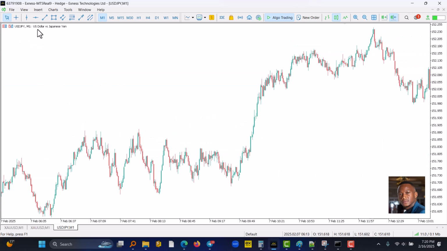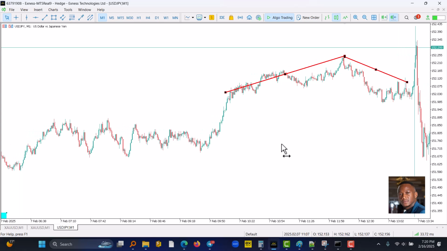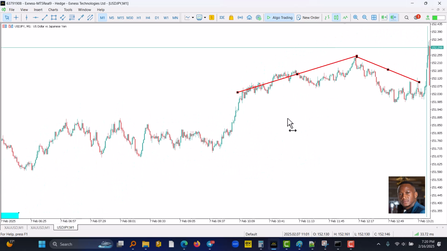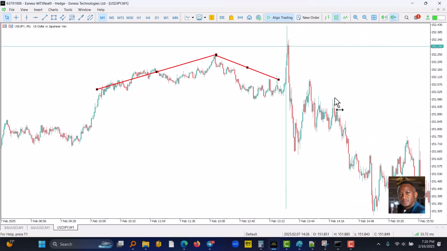Okay, so now we see an arc formation trying to happen right here. Market went up, then it went down like that. Okay, so this was a time of the news. So you can see that the market here didn't respect anything. It just reacted off the news. Okay, which is something that you want to avoid, trading news. Okay, so let's go for another one.